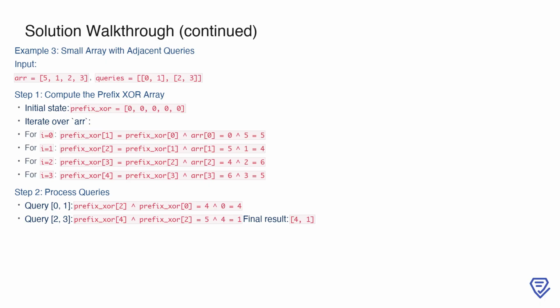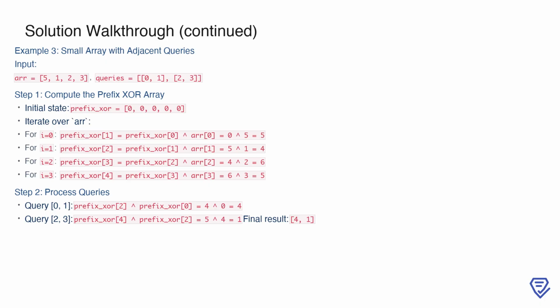Using this array, we can now process the queries. For the first query, 0, 1, the result is prefix_XOR[2] caret prefix_XOR[0], or 4 caret 0 equals 4. For the second query, 2, 3, the result is prefix_XOR[4] caret prefix_XOR[2], or 5 caret 4 equals 1. This means the results for these queries are 4, 1. By leveraging the prefix XOR array, we efficiently answer each query in constant time, regardless of the size of the subarray.